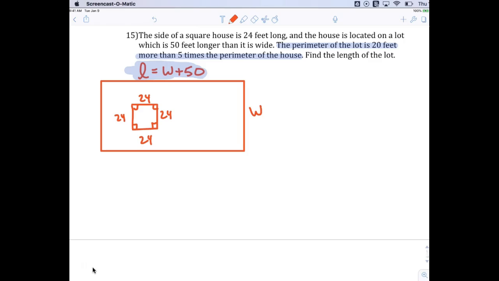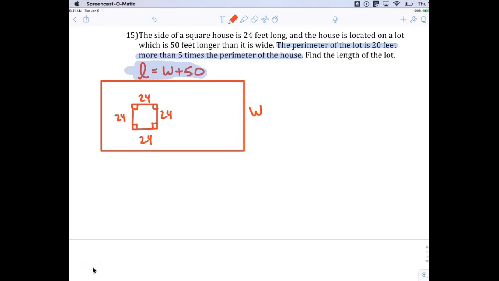Beautiful. How did you get that? I did 24 times 4, and then I did it times 5 and added 20. Is everybody happy with that? That is exactly correct. Couldn't have said it better myself. So listen here real quick, just to make sure you understand. The perimeter of my lot is 20 feet more than 5 times the perimeter of the house. So I have to find the perimeter of the house. So the perimeter of the house is simply 24 times 4, which is 96, correct? And then 96 times 5. Hello? Yes.